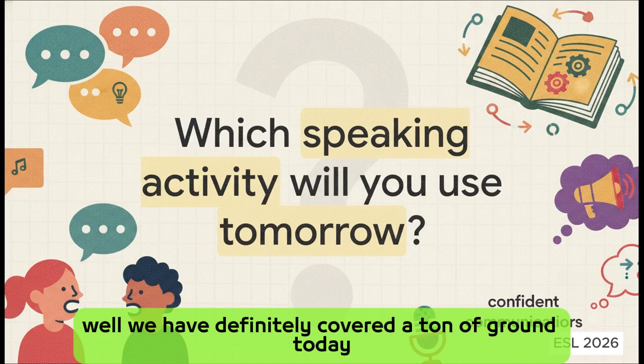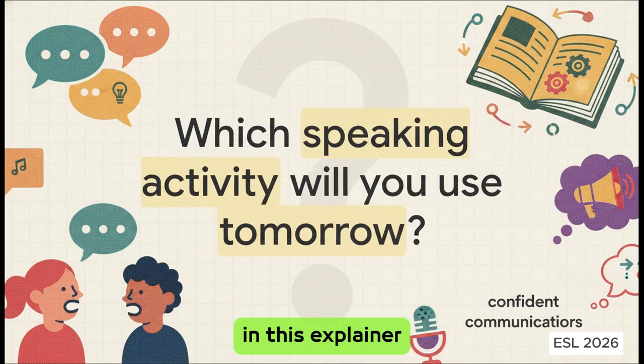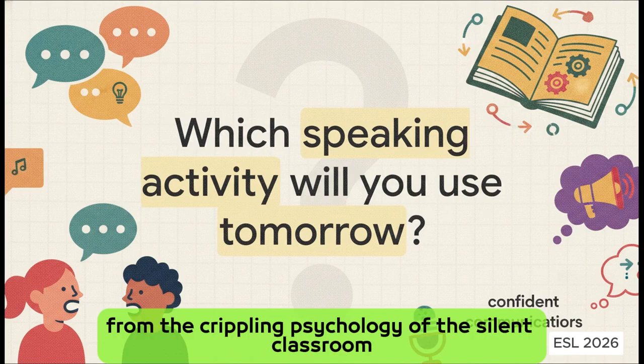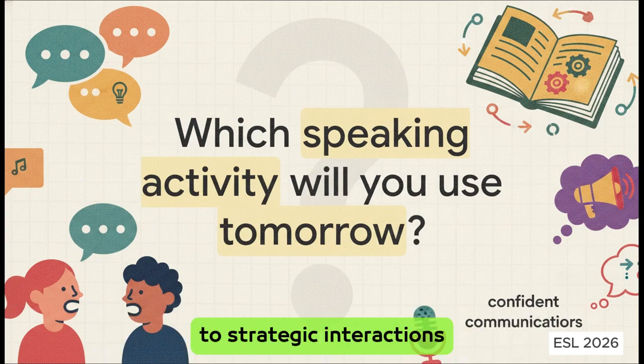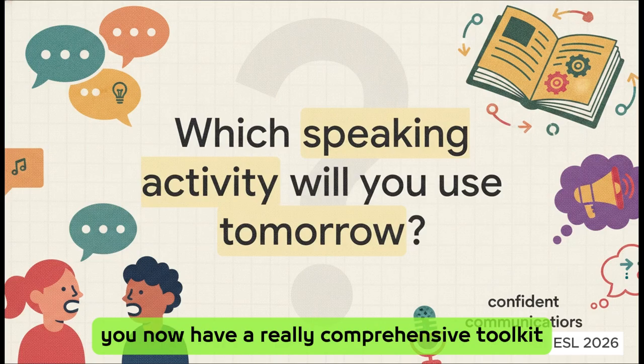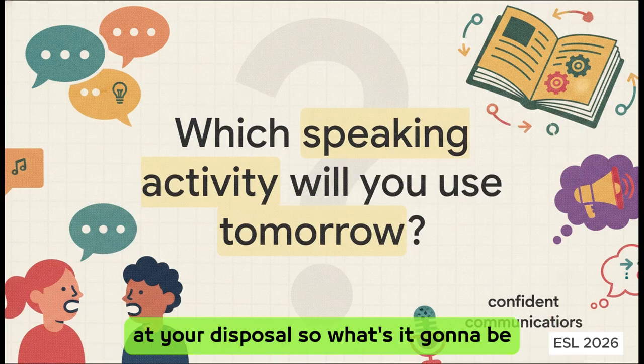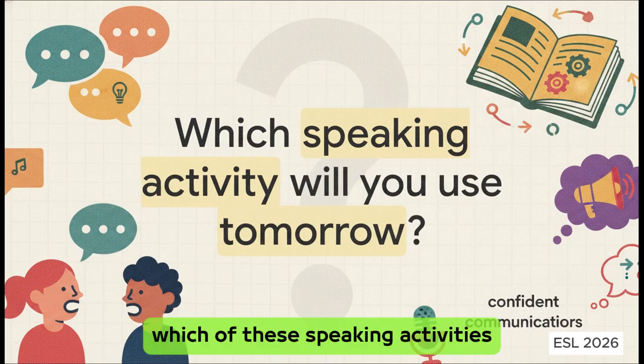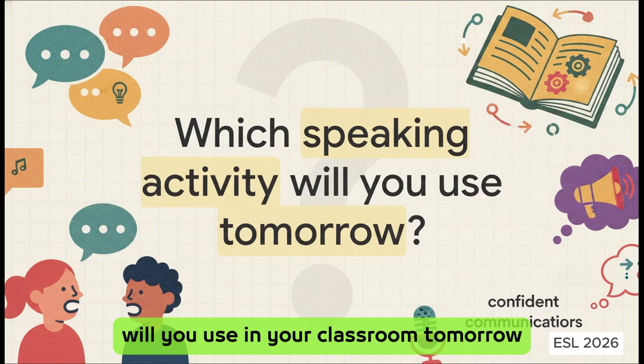Well, we have definitely covered a ton of ground today in this explainer, from the crippling psychology of the silent classroom to strategic interactions, the boundaries of small talk, and even objective grading rubrics. You now have a really comprehensive toolkit at your disposal. So, what's it going to be? Which of these speaking activities will you use in your classroom tomorrow?